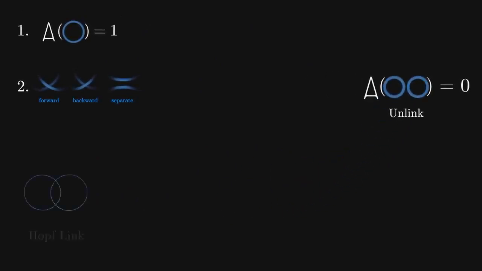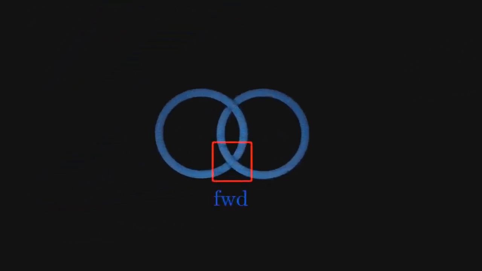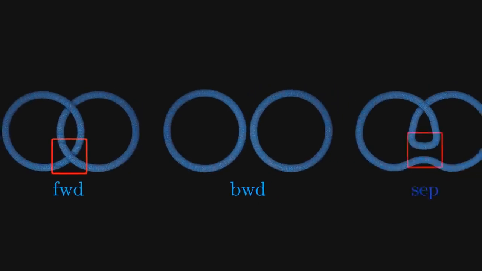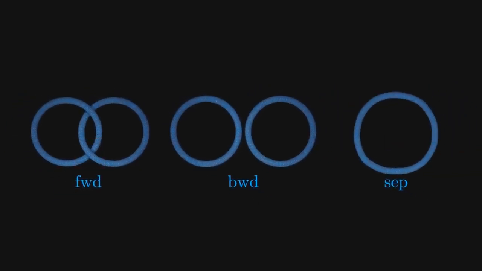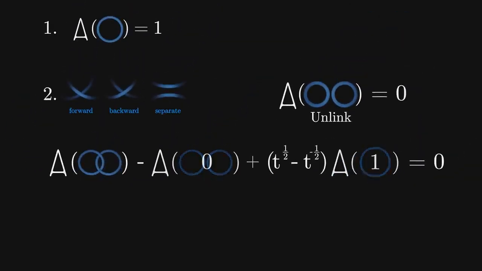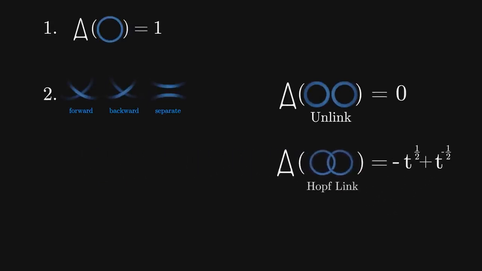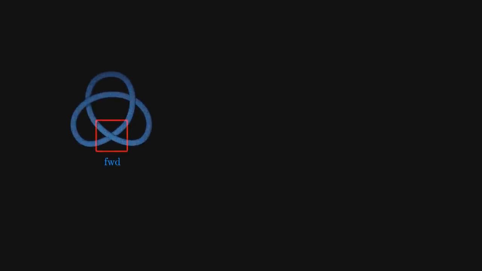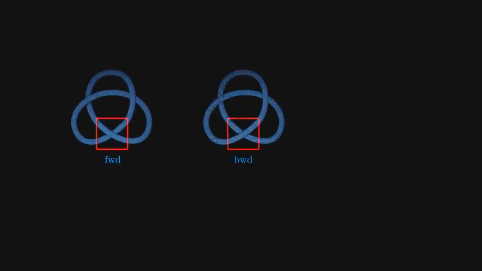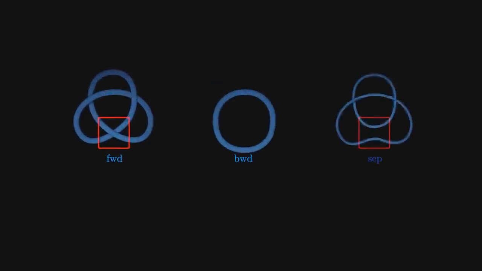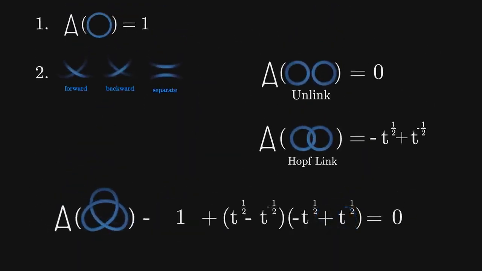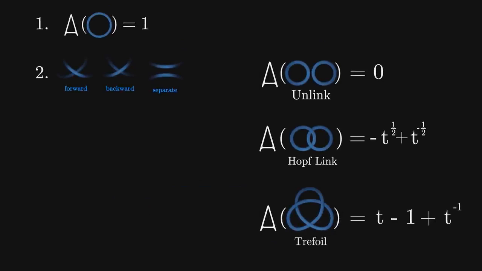Then we can do the same for the Hopf link, taking this crossing as the forward crossing, then seeing that the backward crossing gives us the unlink, and the separate crossing is the unknot, so the Alexander polynomial for the Hopf link is minus t to the half plus t to the minus a half. And now we can do the trefoil. When we vary this crossing, we get that the backward crossing gives us the unknot, and the separate crossing gives the Hopf link. So the Alexander polynomial is t minus 1 plus t to the negative 1.